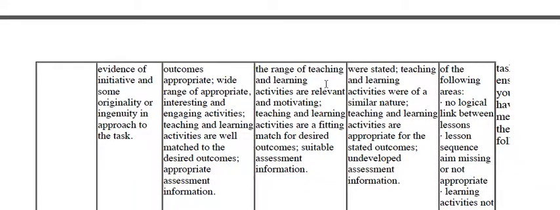Importantly though, you have to look at the range of teaching and learning activities are relevant and motivating. Teaching and learning activities are a fitting match for the desired outcomes, and of course you have that suitable assessment information. Don't forget about that one little bit at the end there where it says how are you going to assess your students to ensure that they have met those learning outcomes, or at least one of those learning outcomes.